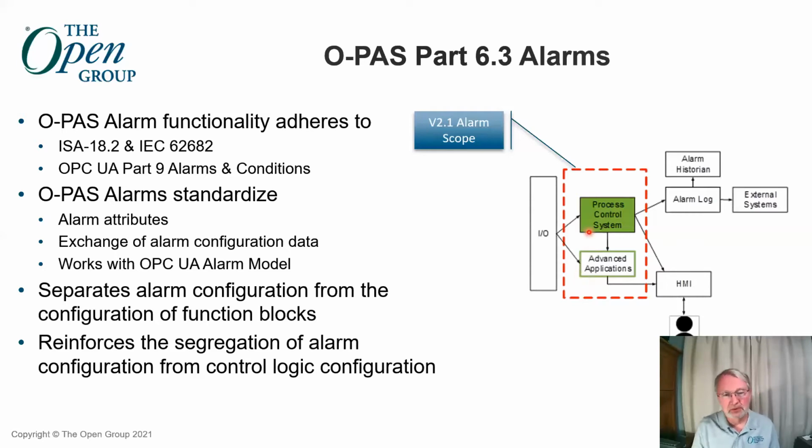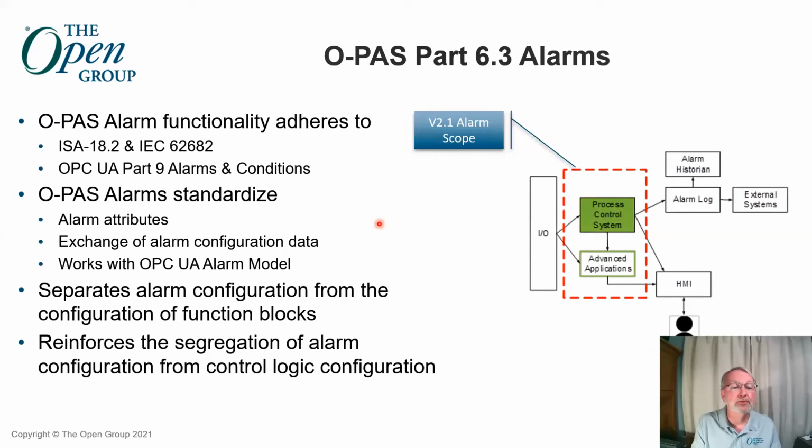Those are all very important things, and they're all part of 18.2 and 62682. However, this is really focused on the scope that OPCUA Part 9 Alarms and Conditions covers, and that is how to generate an alarm, the data structures of the alarm, and what data is in that. And this is the first step.